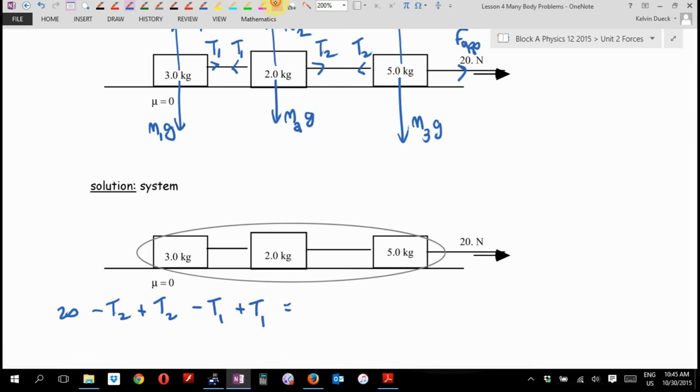Have I included forces from more than one mass? Which masses? Mass 3, mass 2, and mass 1? You know what? I'm going to go like this. M all times A. Let's try that again. M all times A. Or you can write in brackets M1 plus M2 plus M3.